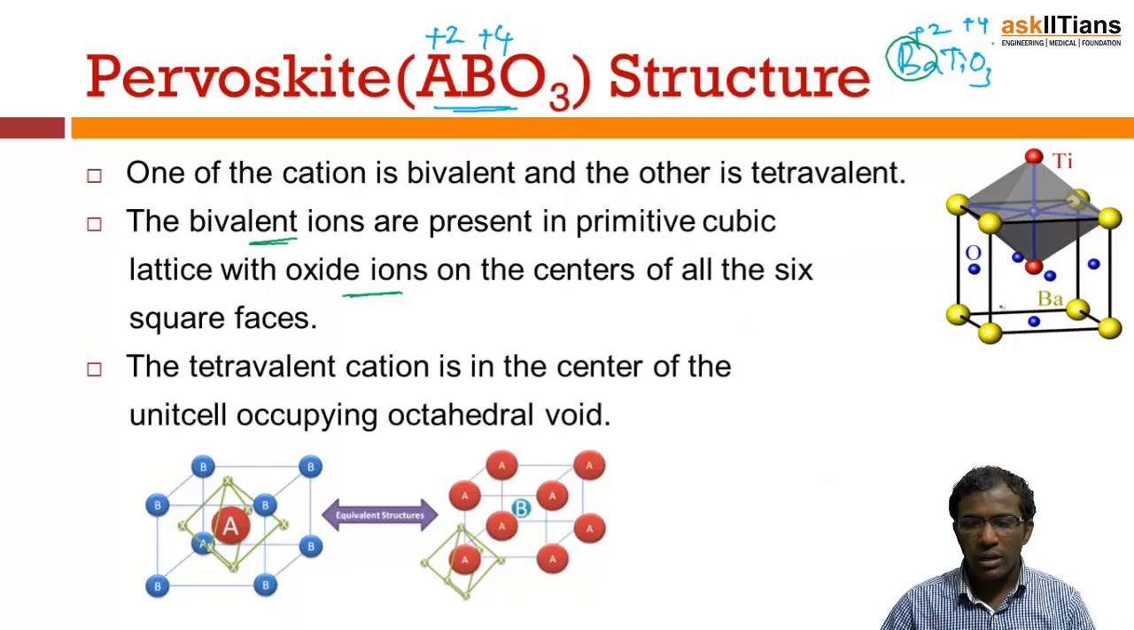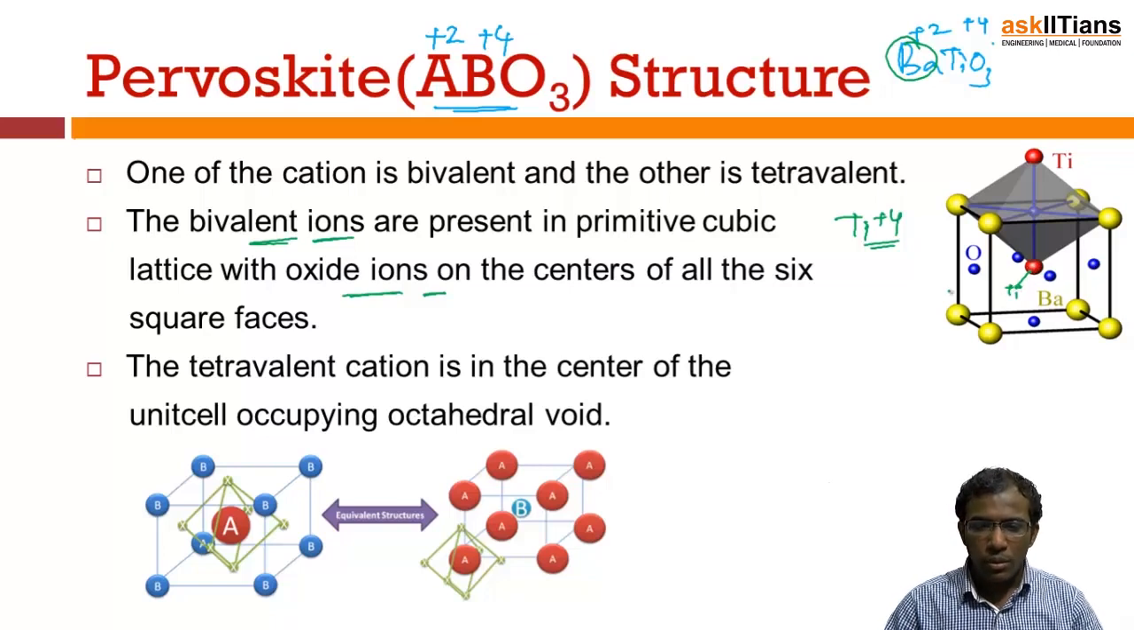Okay, so we know one bivalent ion position and the anion position, and next is the tetravalent cation. So here it is Ti+4. The tetravalent cation is in the center of the unit cell occupying the octahedral void. Here the red one is the titanium, which is tetravalent and is at the center of the unit cell occupying the octahedral void or octahedral site.